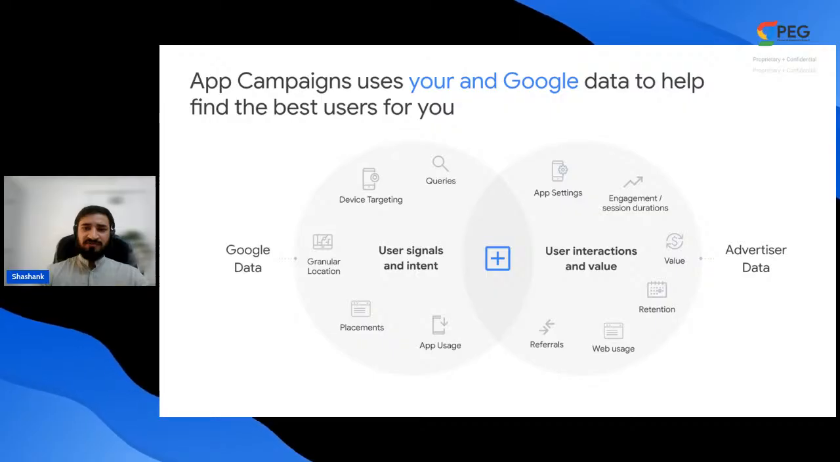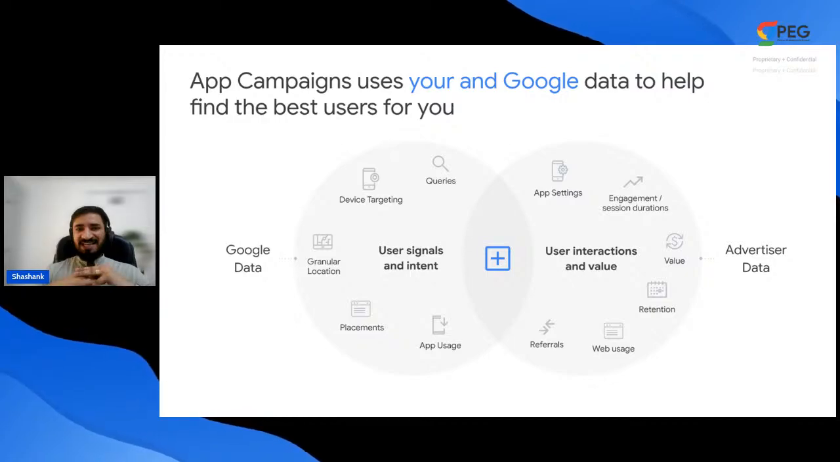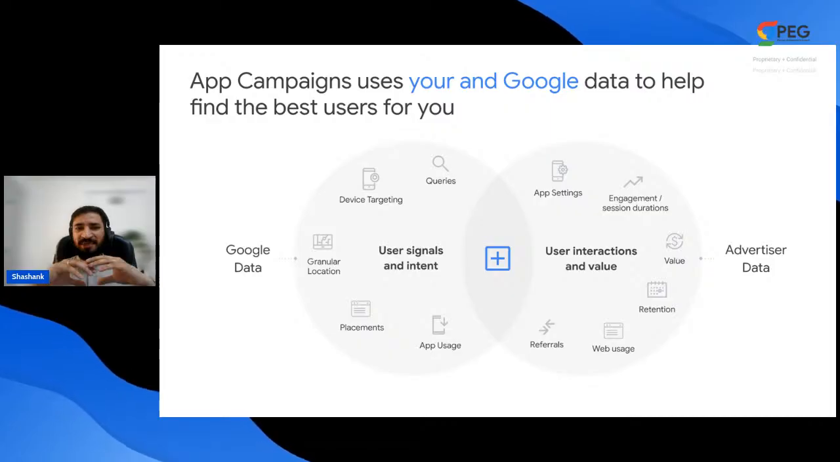Now, this is one of the very important slides which will tell you how we target users. So in the app campaigns, we have a combination of data. One is Google data, one is advertiser data. Now, question comes, what is Google data? Google data is the granular location targeting.